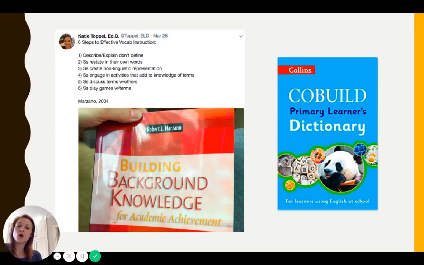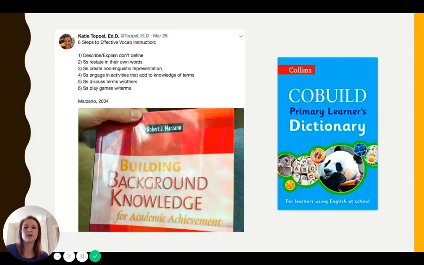The reason the Collins COBUILD Primary Learner's Dictionary is pictured there is because I utilize that to help my students understand the meaning of words. Oftentimes the definitions that are provided in the reading curriculum include words that also would be vocabulary words for English learners. So you're defining a word they don't know with a word they don't know. That doesn't work for English learners.